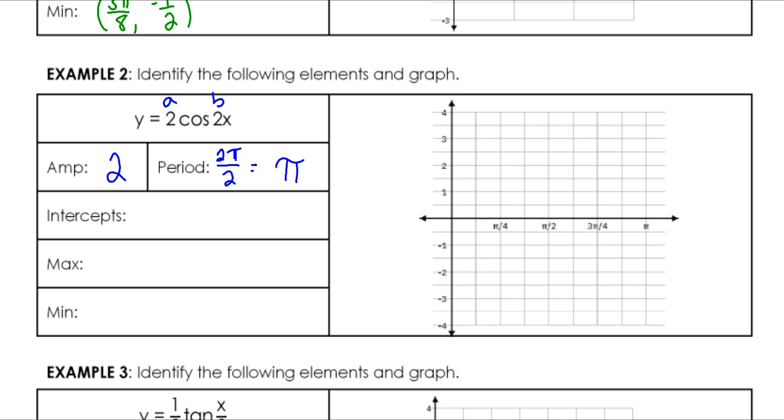All right, now our intercepts on this one. So for cosine, our intercepts are at a fourth of 2 pi over b and 3/4 of 2 pi over b. So we know, again, 2 pi over b is pi. So a fourth of that would be pi over 4. And 3/4 of that would be 3 pi over 4.